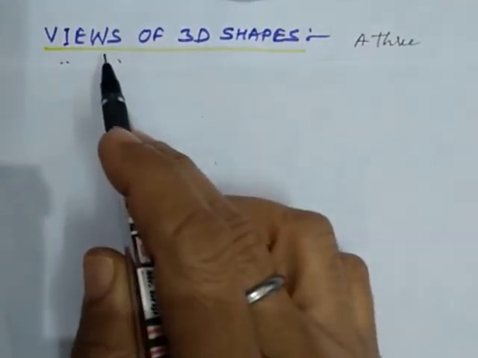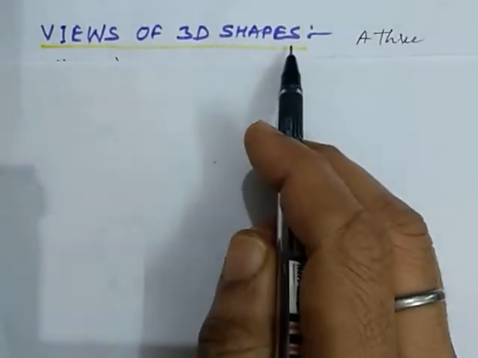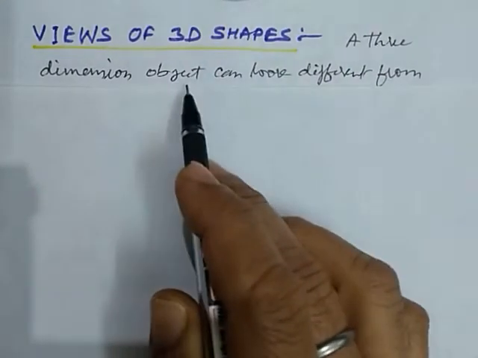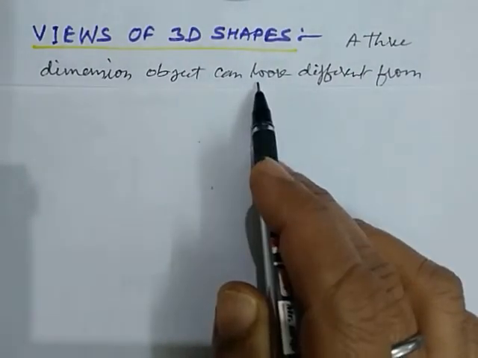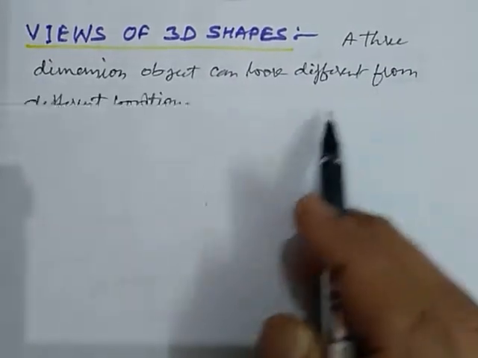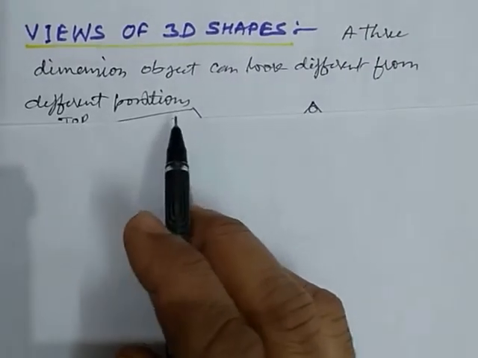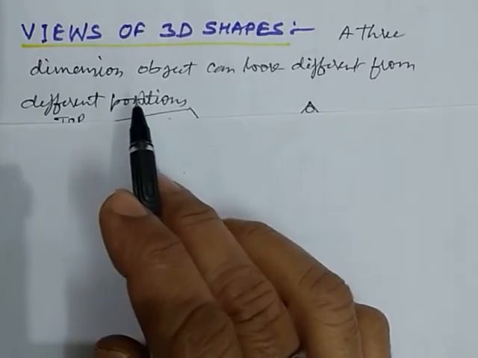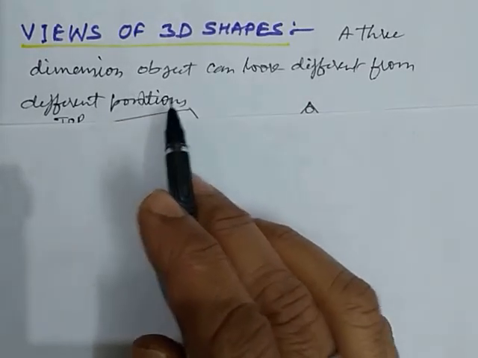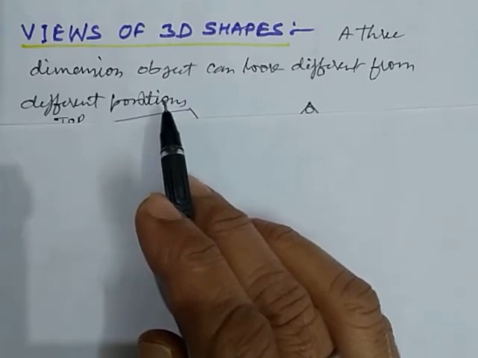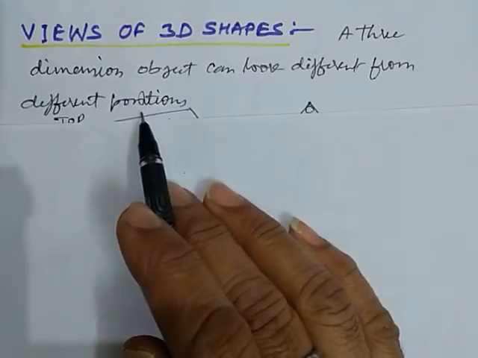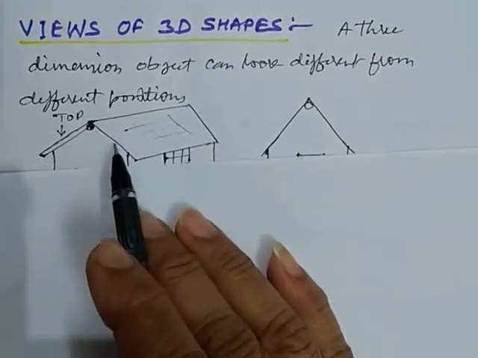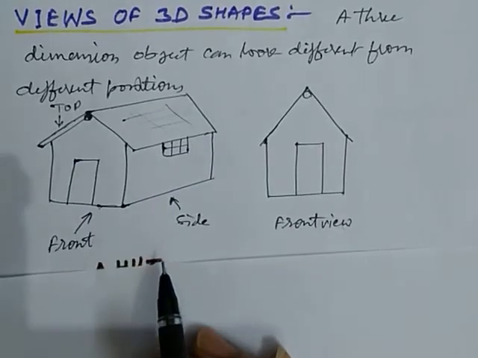Now we learn views of 3D shapes, how they look. A 3-dimensional object can look different from different positions. Okay. In our real practical life, we see different objects at different times, from different angles and positions, and they look different. This is the reason. Now we take some examples.